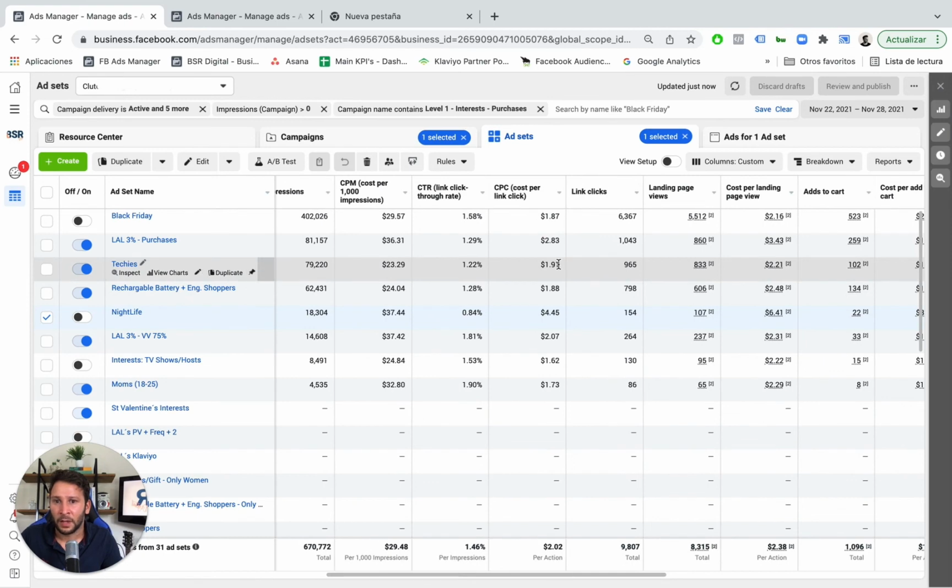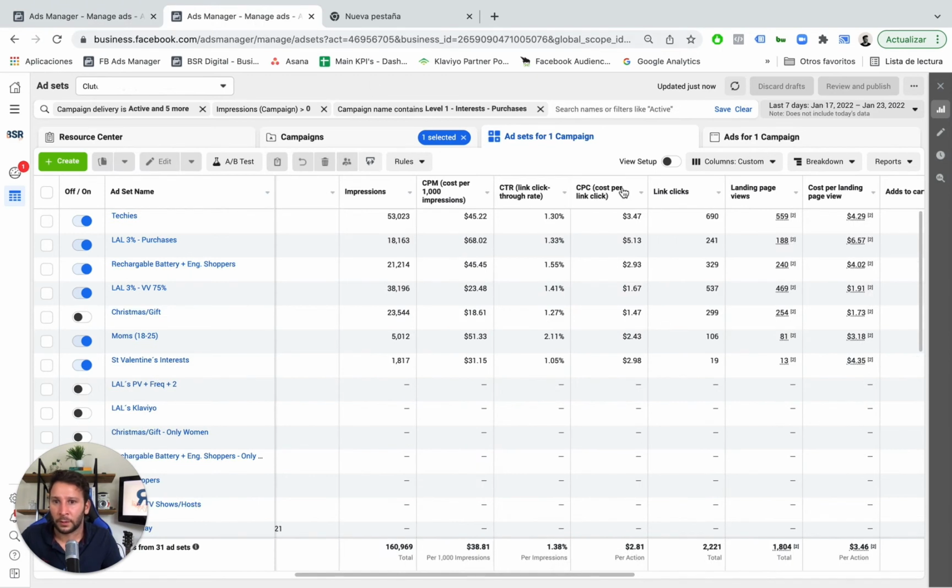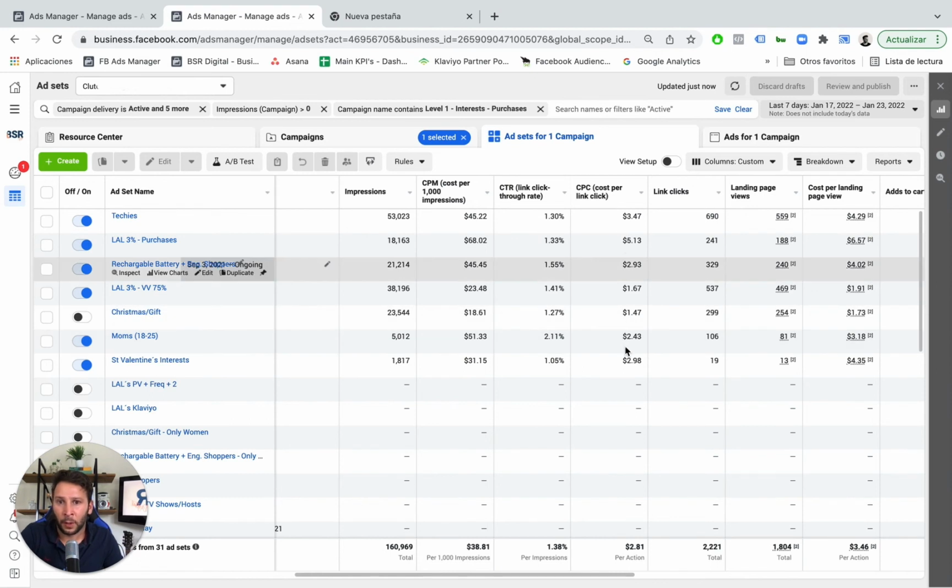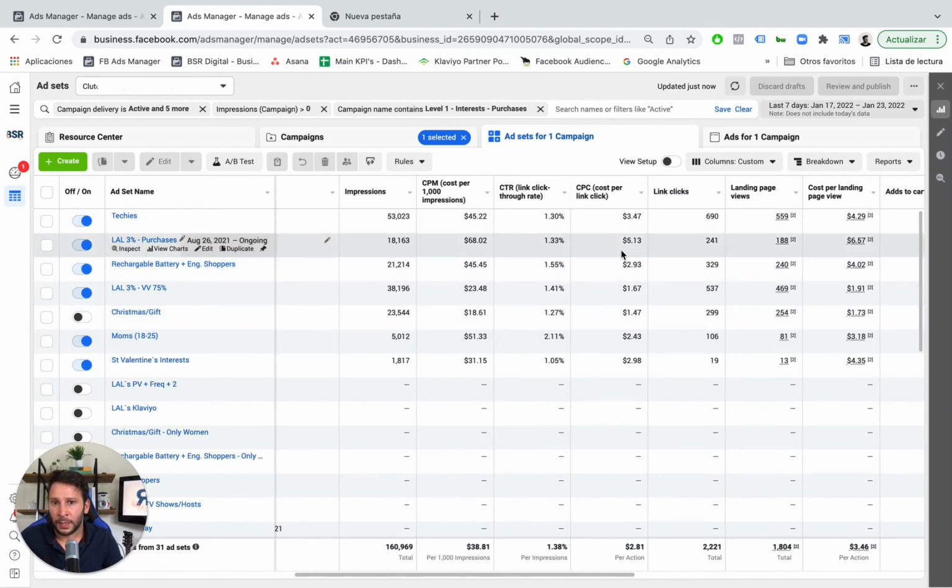But techies was cheap, right? And these ones were cheap even in November. But right now, for some reason, techies and these lookalikes are super expensive. So what you need to do right now is go to the ads level, and it's the same thing. If it was one ad or more than one ad, turn that off, because here we are paying lower prices, and here we're paying the big prices, the higher prices.